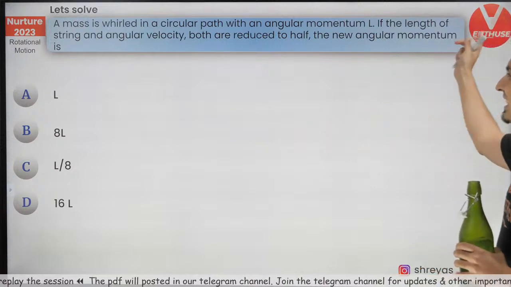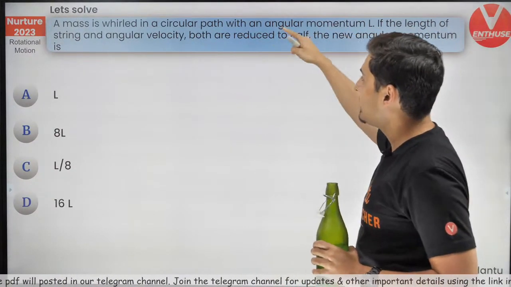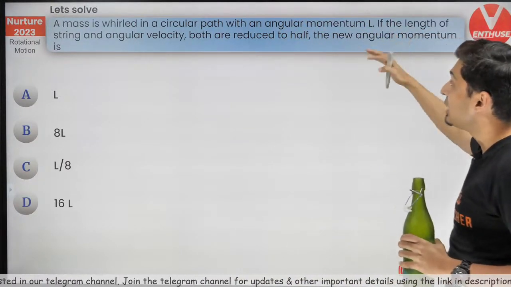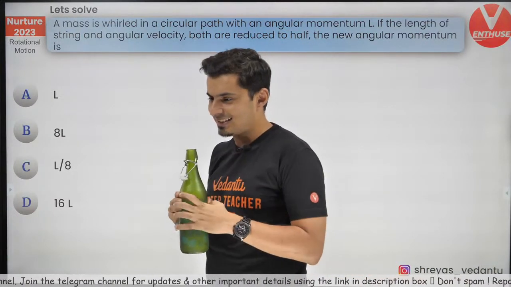A mass is whirled in a circular path with angular momentum L. If the length of the string and velocity both are reduced to half, what is the new angular momentum? Let's see how many of you can get this.